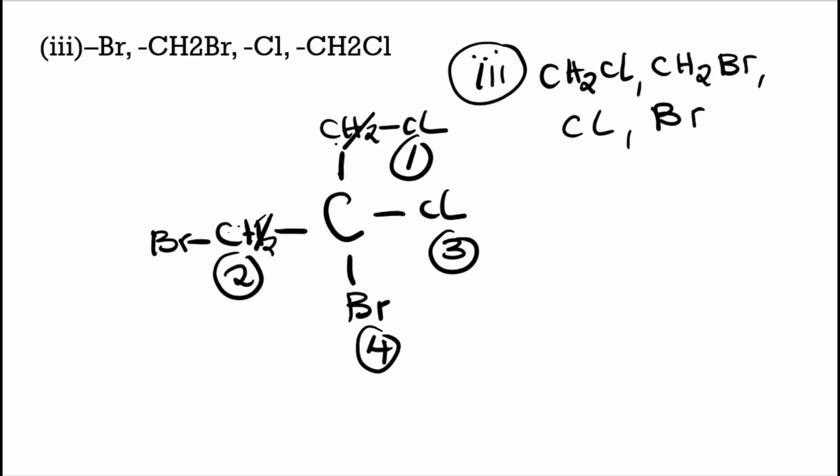Okay. Now let's look at the last one. So these are the groups. This is your chiral carbon. Then on your chiral carbon, you've got this chlorine here. This carbon is attached to 6 carbons. Okay. So it's 6 carbons.